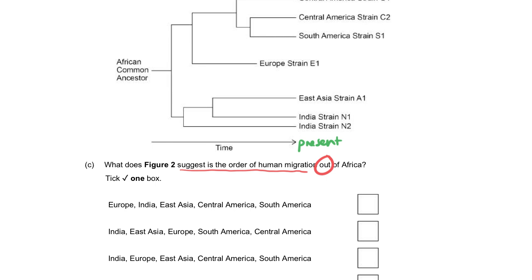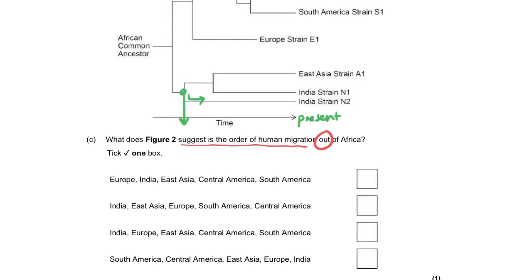So if I work back towards the left, the further to the left my node is, that splitting or branching of a phylogenetic tree, the longer ago that division was from the main population, but equally would suggest that the further ago they were dividing away from that common ancestor was the first groups to move out of Africa. So in terms of my time, I can see that this node here, where I get branching off of the Indian strains, is going to be first.